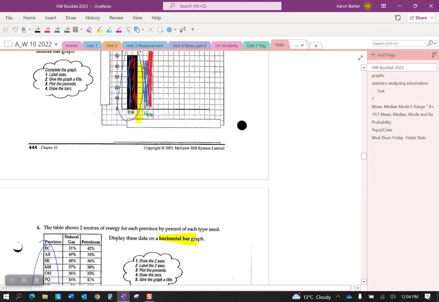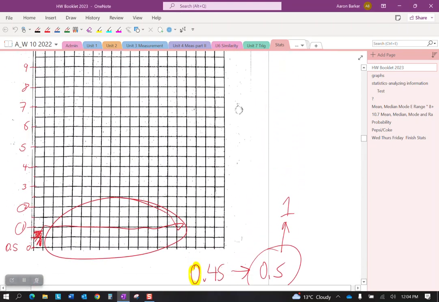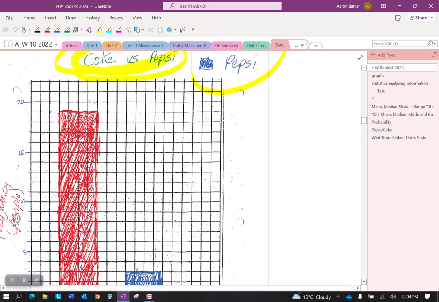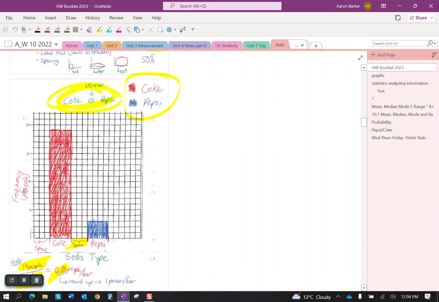Okay, let's get started then. Open up your booklet to the Coke Pepsi Challenge, right here, real quick. So, the Coke versus Pepsi Challenge.